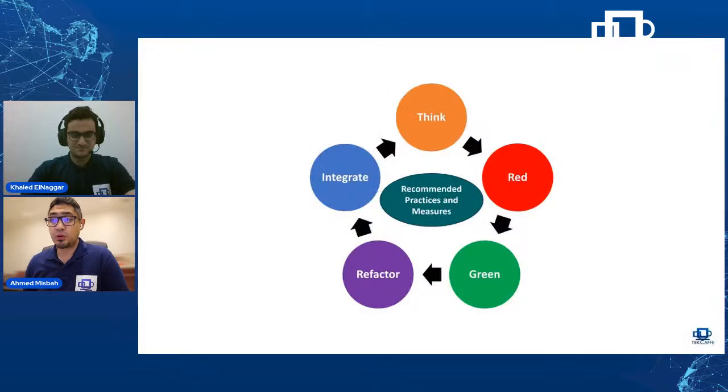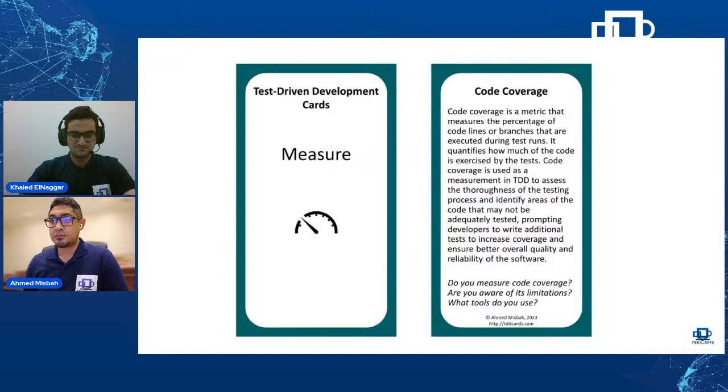So yeah, now that we are done with the integrate phase, let's pull a card from the measure category, and that's actually going to be the last card we will be working with in this exercise. So the card we've pulled talks about code coverage. So Khaled, why don't you read that out for us?